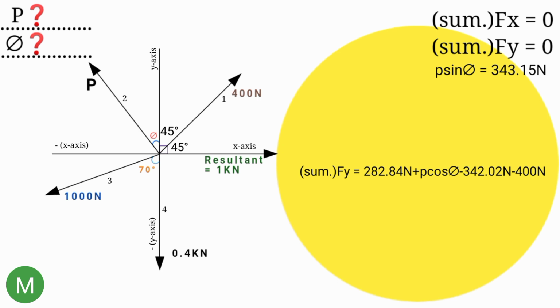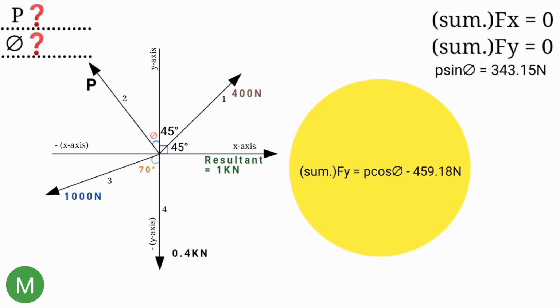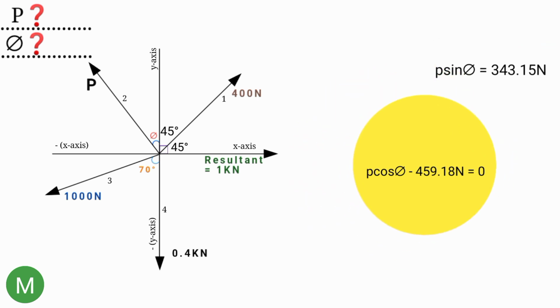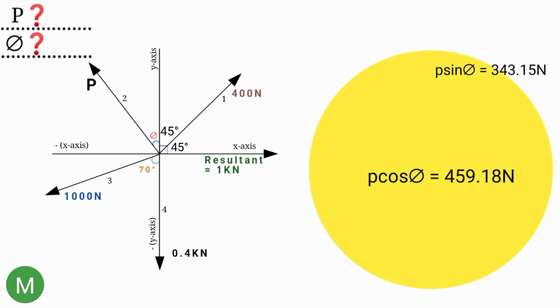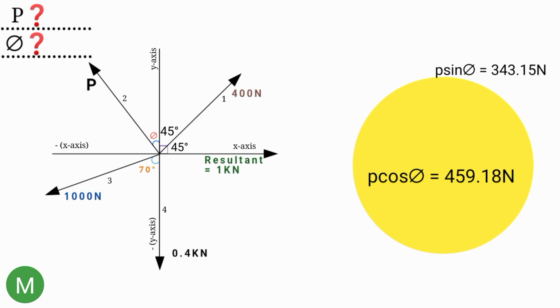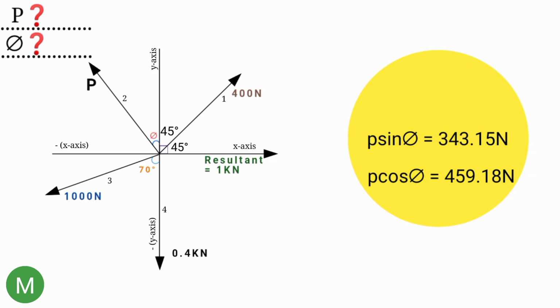282.84 newton minus 342.02 newton minus 400, if you press the calculator, is minus 459.18 newton. So summation of F of y equal to P cos theta minus 459.18 newton. But here we have summation of F of y equal to 0. So that means P cos theta minus 459.18 newton equal to 0. Here we can bring back 459.18 to this side by adding it to both sides. Now P cos theta equal to 459.18 newton. Now we have two equations, P sin theta equal to 343.15 newton and P cos theta equal to 459.18 newton.